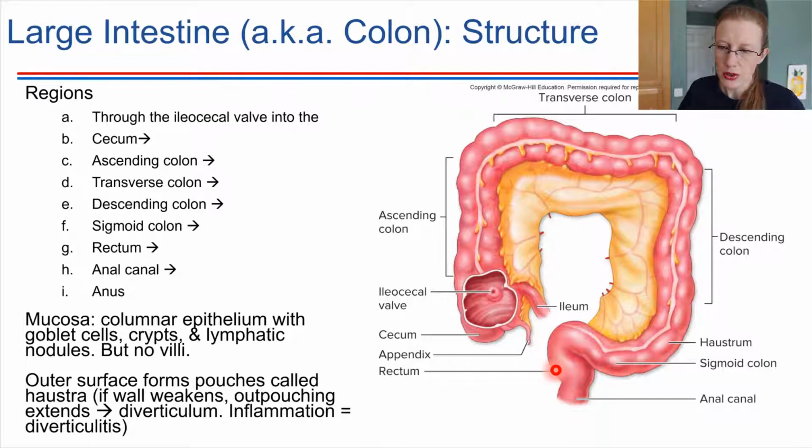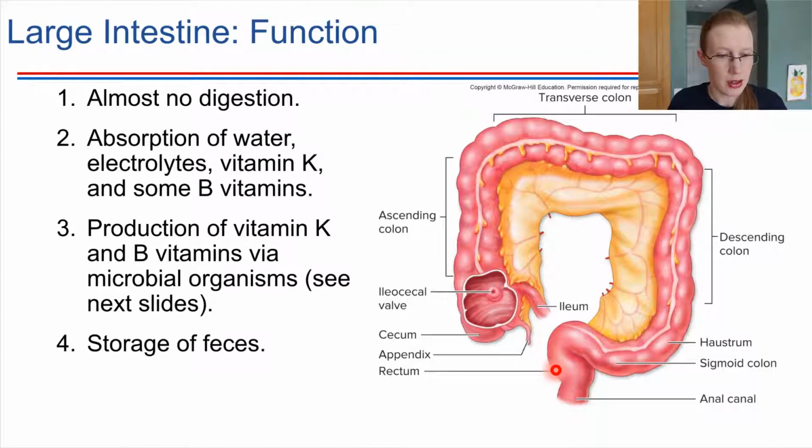What are the major roles of the large intestine? There's actually not very much digestion that takes place here. There's primarily absorption and also just storage of feces. So let's go on and take a look at the function. Water absorption, we said that happens in the small intestine. It continues in the large intestine. I want you to think about that for just a minute.